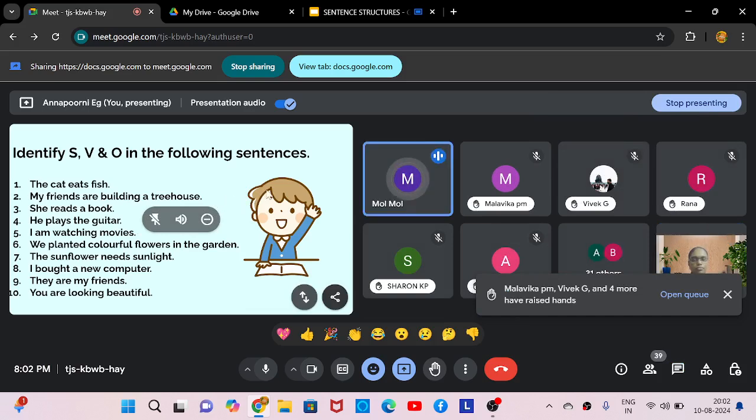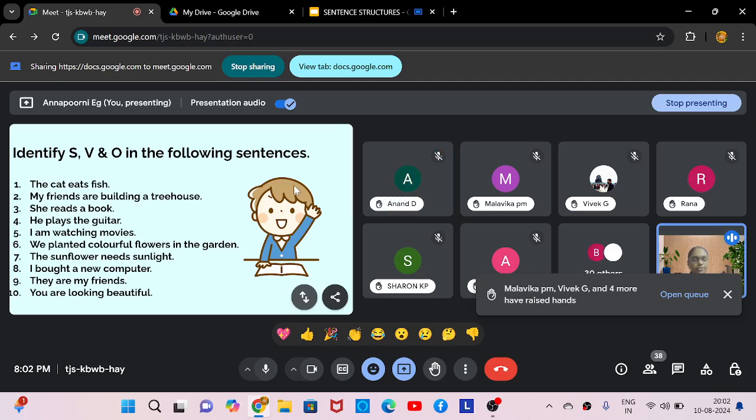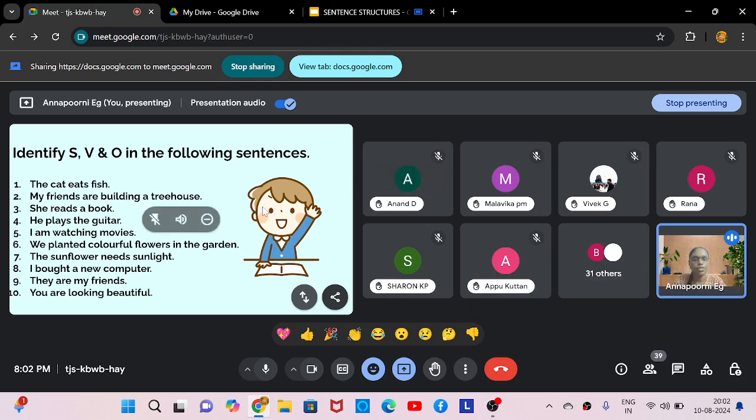He plays the guitar. Identify the subject, verb and object. You have to say that too. You have to identify the subject, verb and object. Who can do that?